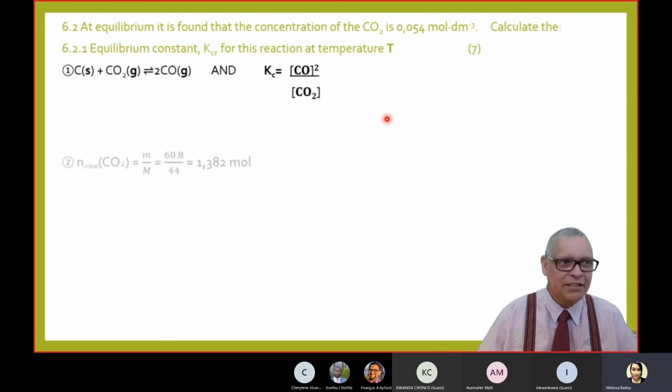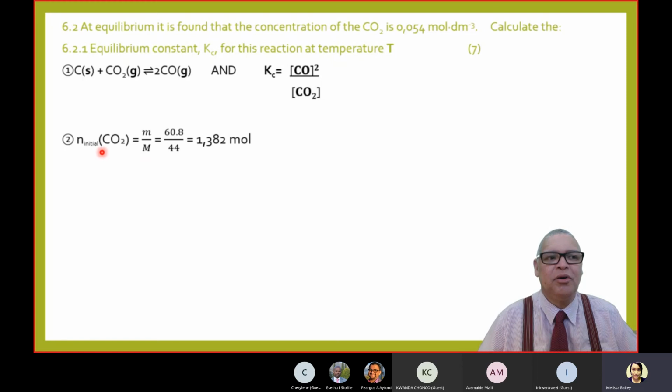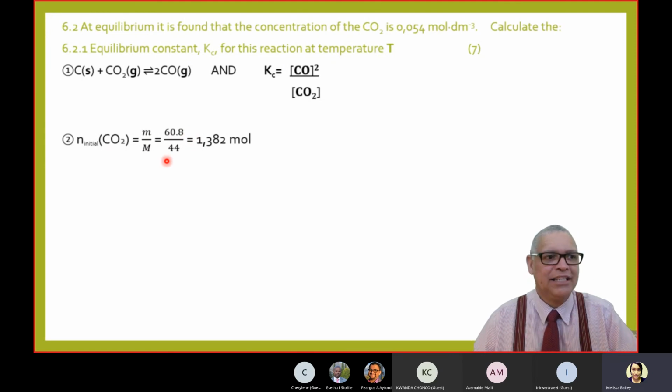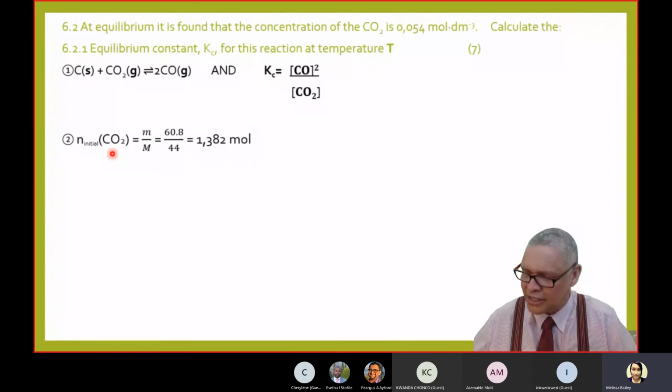Okay. Next, we find the initial number of moles. Remember that equation, n is equal to m over capital M. That's the number of moles is equal to the given mass divided by the molar mass. Now, we need to find the initial number of moles of carbon dioxide. We were given the mass of 60,88, right? 60,88. I've got my calculator here now, and let's find the molar mass of carbon dioxide.